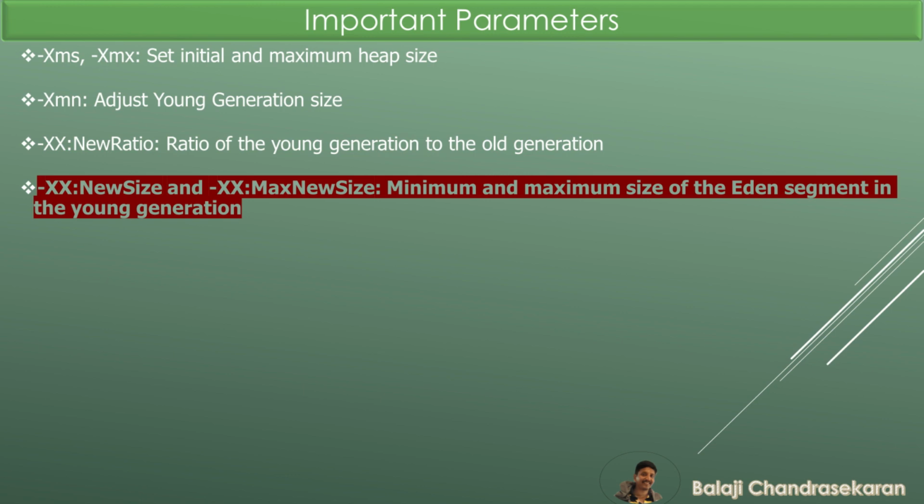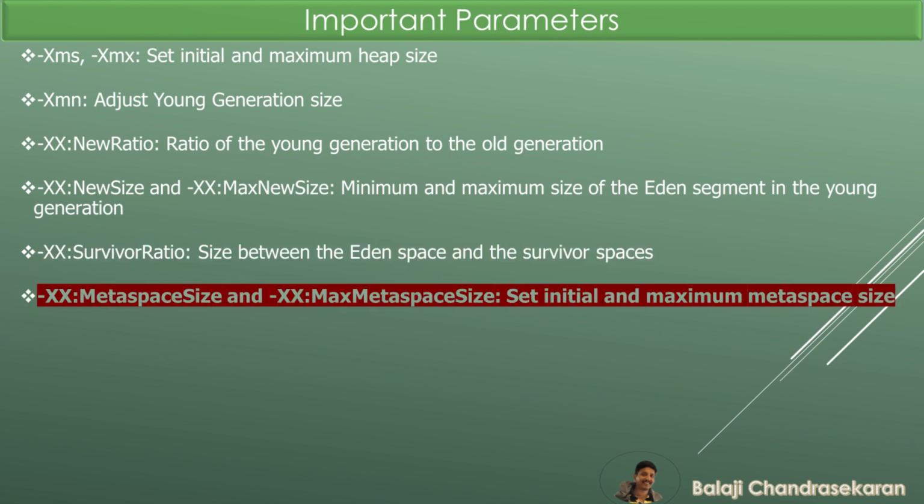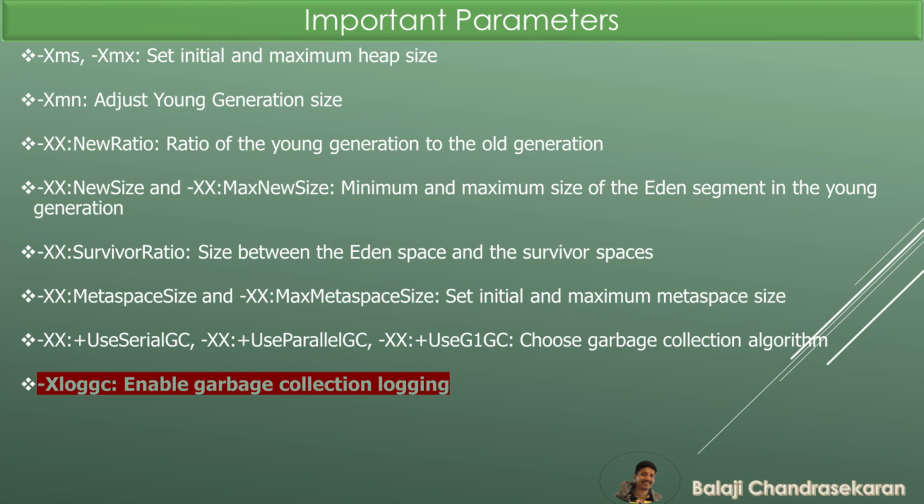-XX:NewSize and -XX:MaxNewSize specify the minimum and maximum size of the Eden segment in the young generation. -XX:SurvivorRatio specifies the size ratio between the Eden space and the survivor spaces in the young generation. -XX:MetaspaceSize and -XX:MaxMetaspaceSize are used to set the initial and maximum metaspace size. -XX:+UseSerialGC, -XX:+UseParallelGC, -XX:+UseG1GC parameters are used to choose a garbage collection algorithm. The -Xlog:gc parameter is used to enable garbage collection logging.